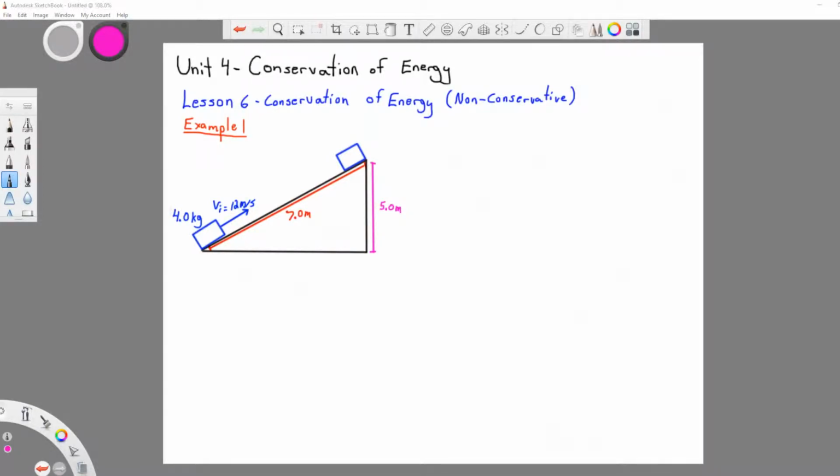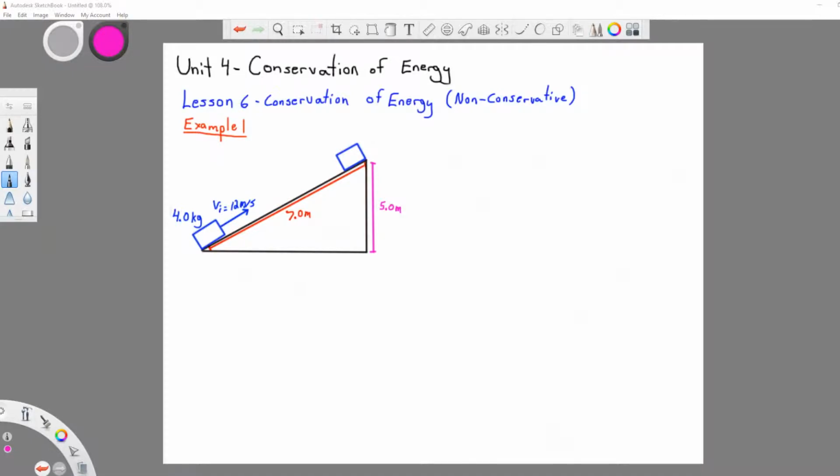Alright, welcome to Unit 4, Conservation of Energy. In this video we're starting lesson number 6, which is conservation of energy, but with some non-conservative factors going on here. In other words, that means that we are going to be having some work done to our situation. And I will briefly explain what I mean by that just before I start doing example 1, which is right now.